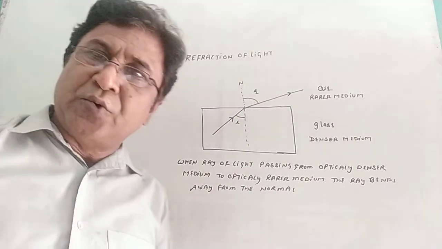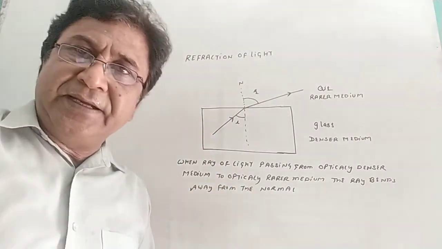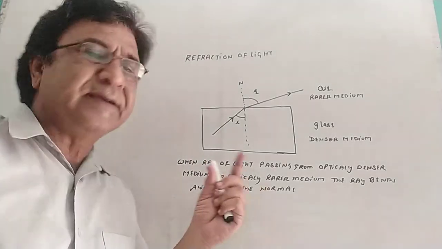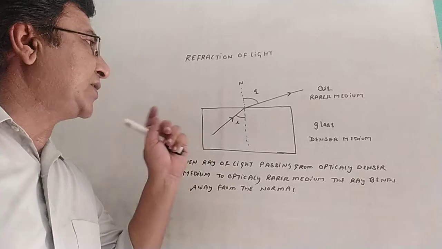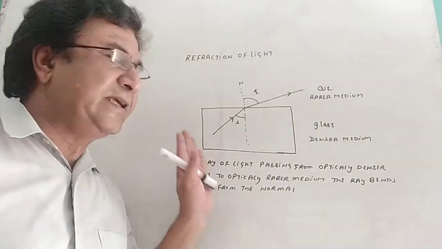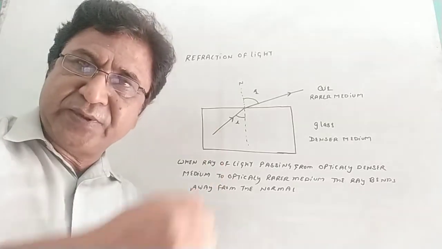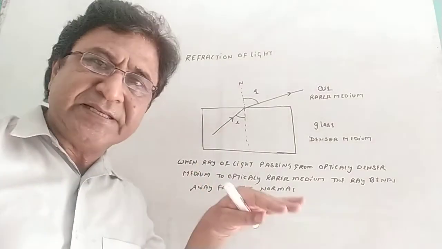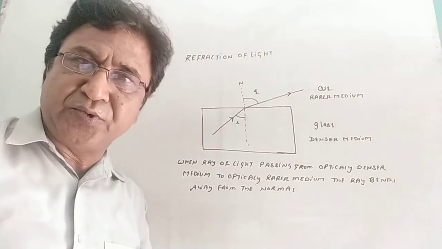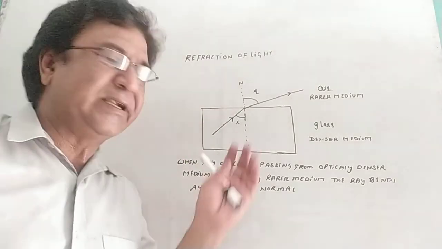Okay. So before going into refraction more, first you should understand refraction of light. What is the cause of refraction of light? Optically rarer medium, optically denser medium. What happens when the ray moves from rarer to denser medium, and what happens when the ray moves from optically denser to rarer medium? I hope it helps you.